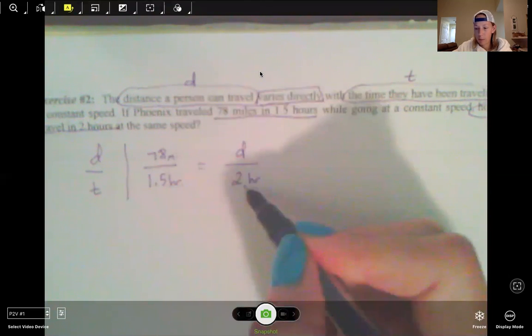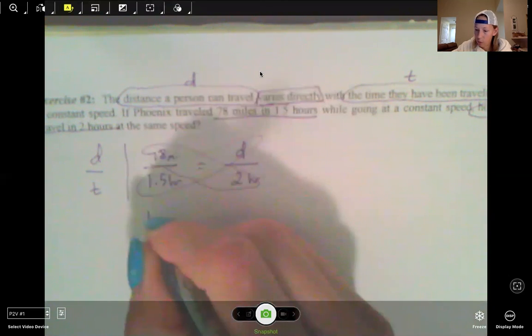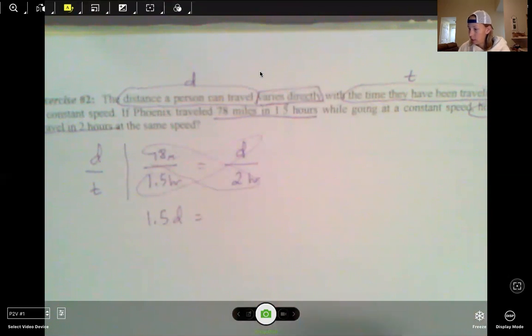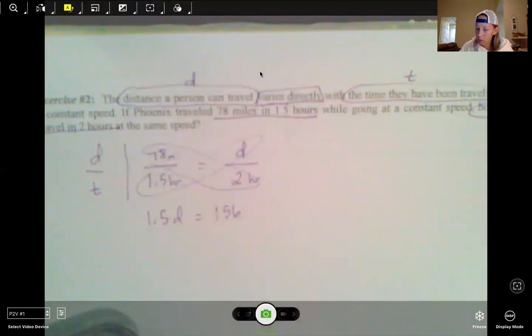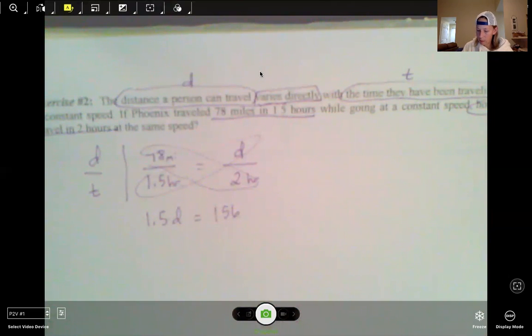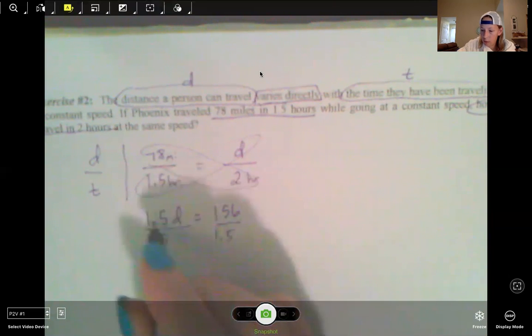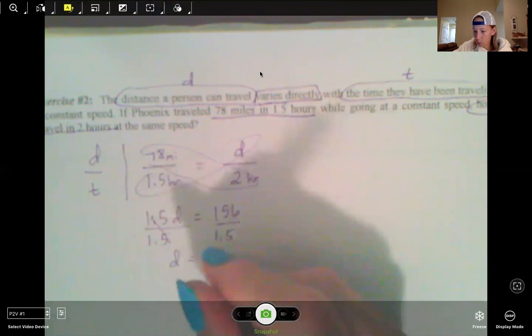Once we have 3 of the numbers out of the 4 filled in, we cross multiply, just like we did before. So we get 1.5D equals 78. Oops. 78 times 2, I think, should be 156. Let me just double check that. 78 times 2 is 156, and then we'll divide both sides by 1.5, just like we did on the other sheet. So the distance that Phoenix travels in 2 hours, we divide this by 1.5, is 104.